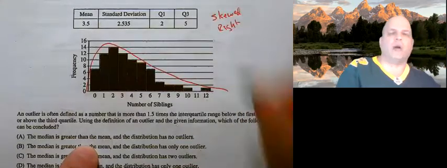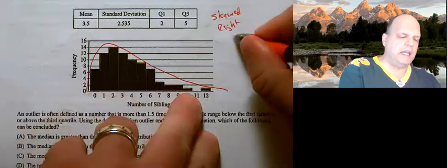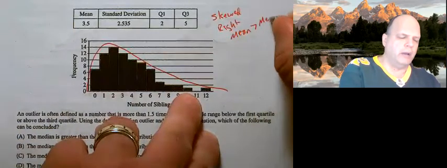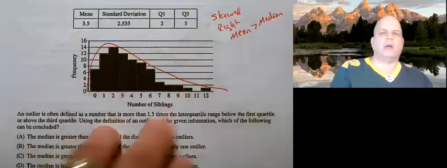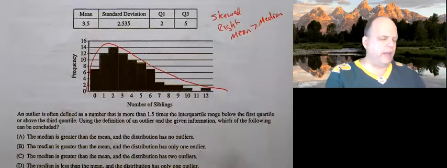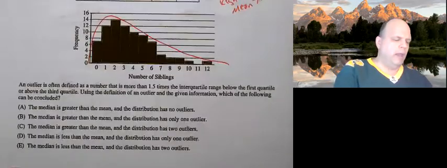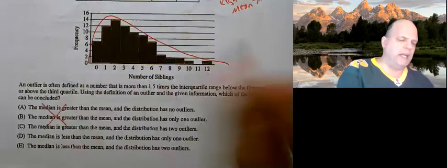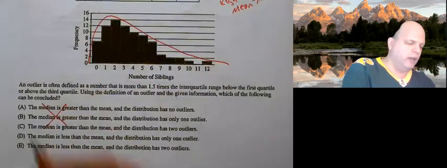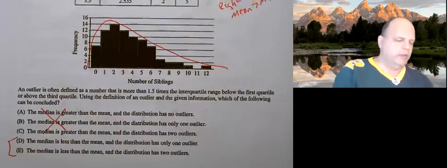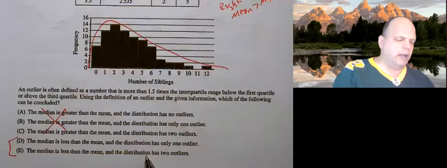And if I see skewed right, that means my mean is greater than my median. All right, so my mean is greater than my median, or my median is less than my mean. So the median is not greater, that gets rid of these because we know the median is less than. So we know we're going to be looking at a D or E. And then it says I need to calculate outliers.